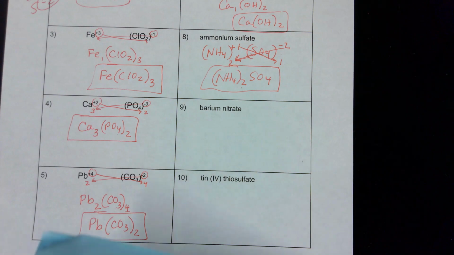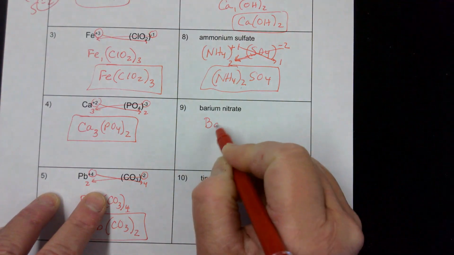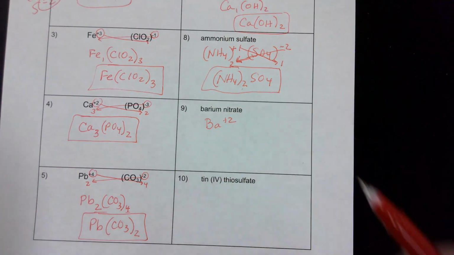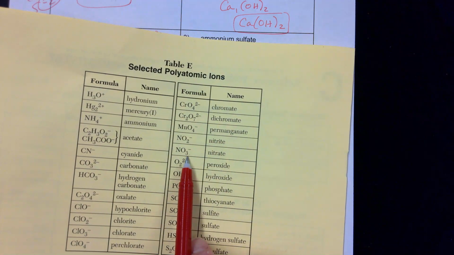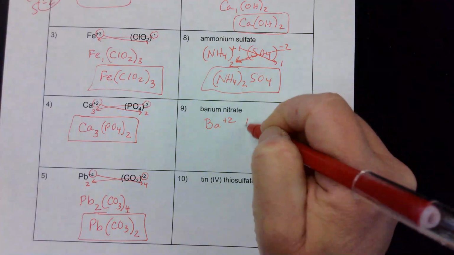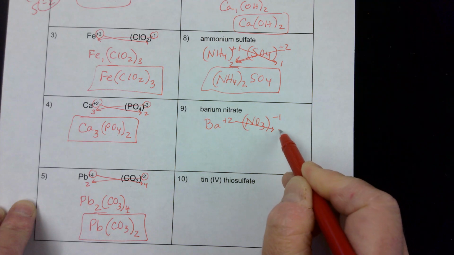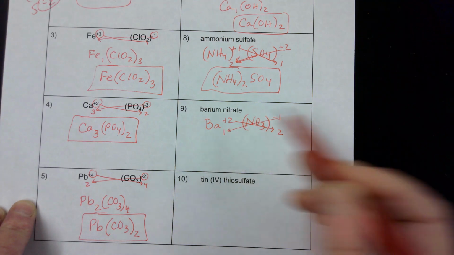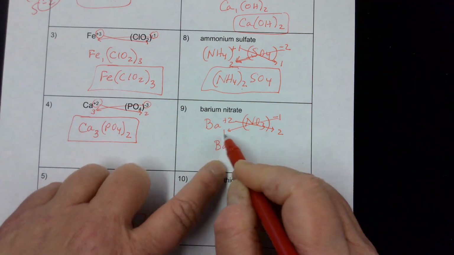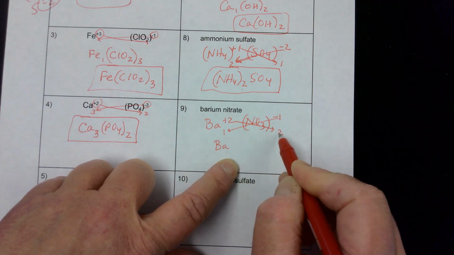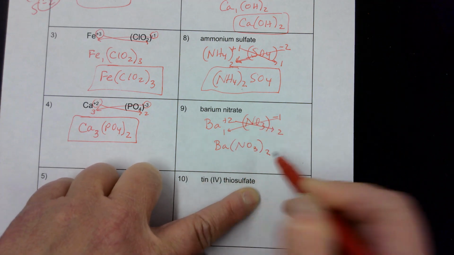Barium nitrate. Barium, Ba +2. Nitrate. Be careful here, you're looking at the right one. Nitrate, this is NO3 -1. Dropping and swapping, I'm bringing that 2 down, I'm bringing that 1 down. This 1 is going to disappear because I don't need to write 1s as subscripts. Because I need 2 of these nitrates, I do need to keep those parentheses.